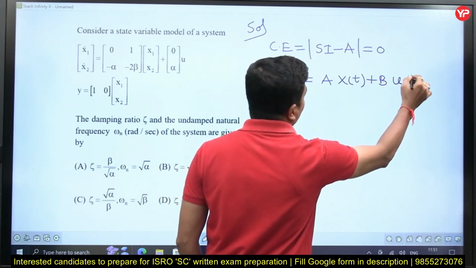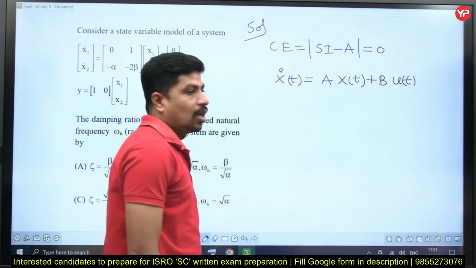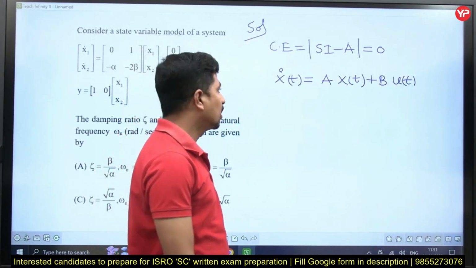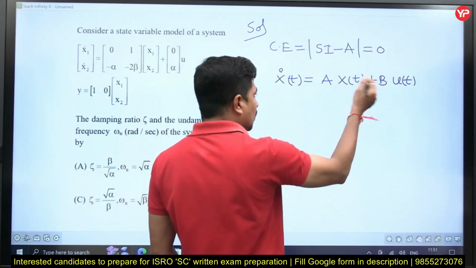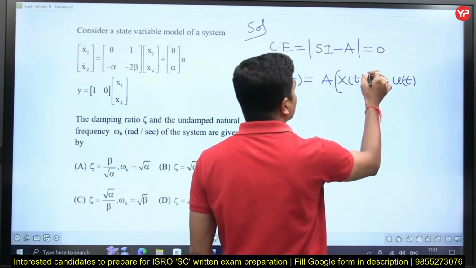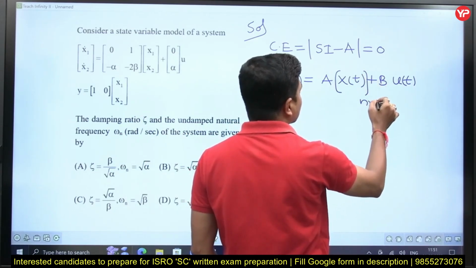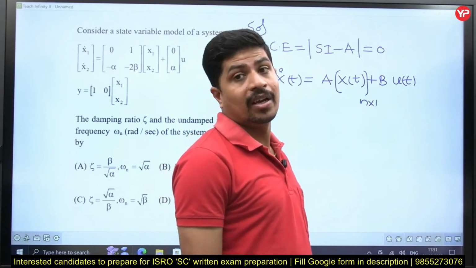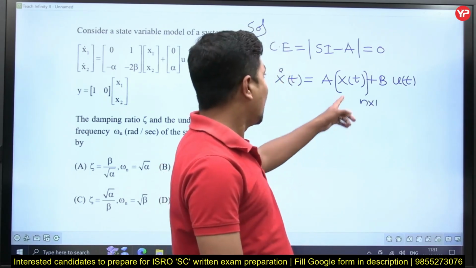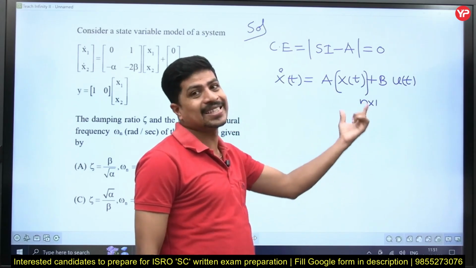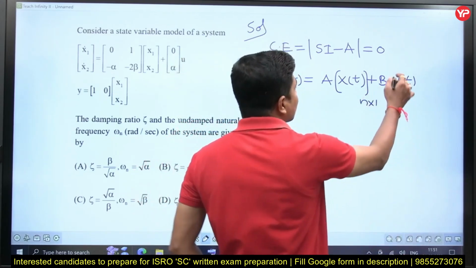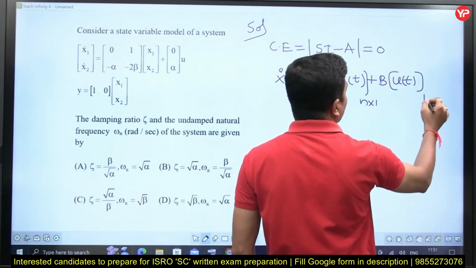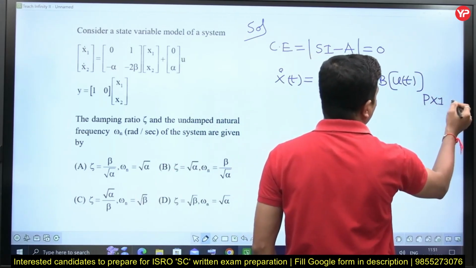This U is not unit step, that is some input matrix. Yes, input matrix. If you talk about the sizes of the matrices, if my system is of nth order, then how many states will it have? N states. Therefore, x1, x2, x3 and so on, xn, is n by 1. If my system has p inputs, the size will be p by 1.